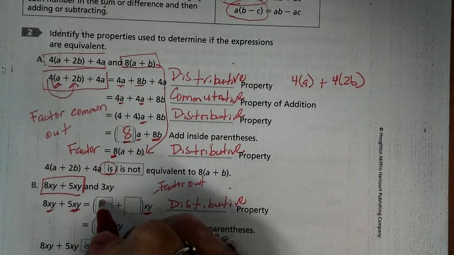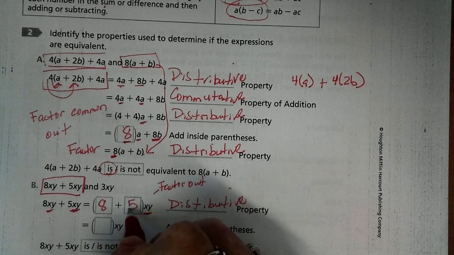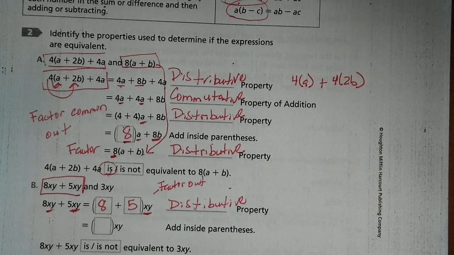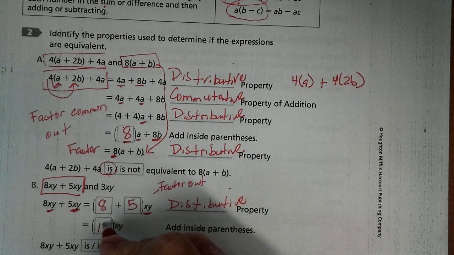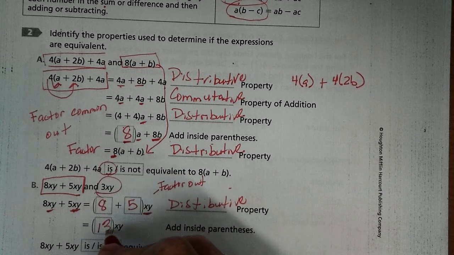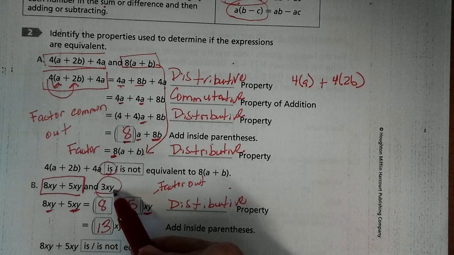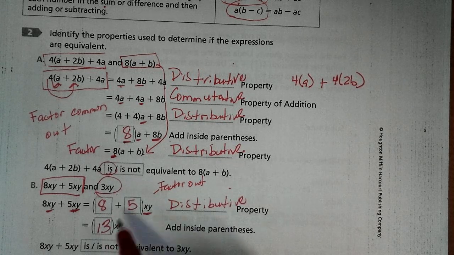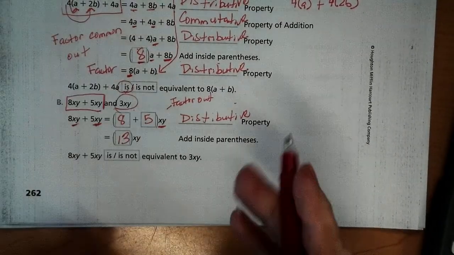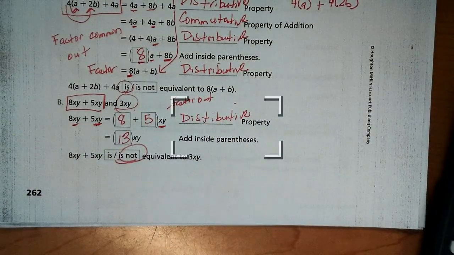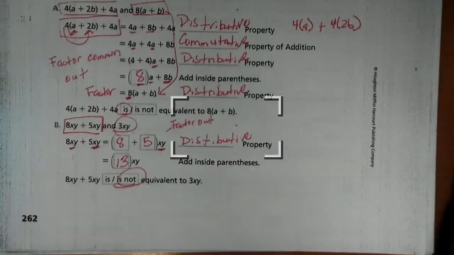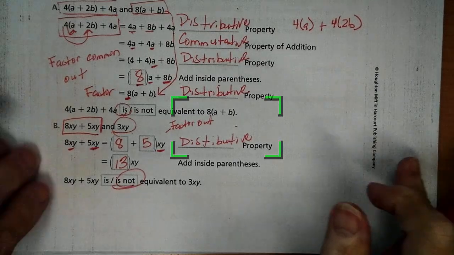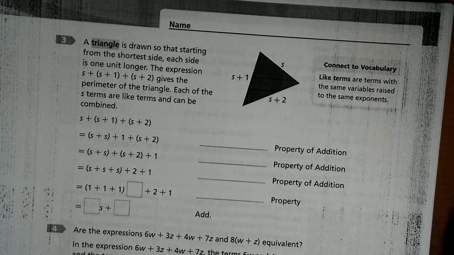So that means what's left is 8 and the 5. Plus 5 x. So 8 plus 5 is? 13. Yep. What did it say it was going to be? 3. Yep. So are they equivalent? They are not equivalent. All right. Moving on to number 3.